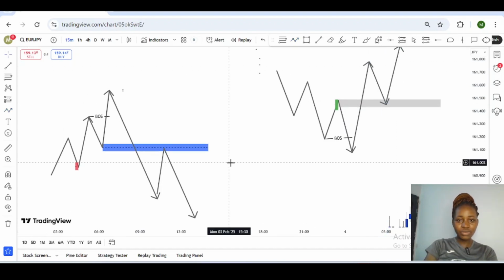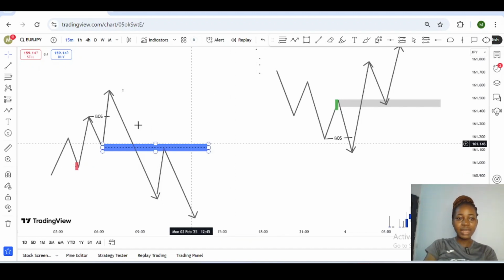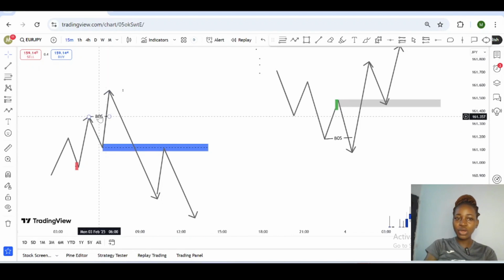Okay, let's look out for the criteria for a breaker block before we go on the chart to look for it. Now, a breaker block must give us a new break of structure, either a break of structure or a sweep of liquidity. Now you can see a breaker block giving you a break of structure like this.